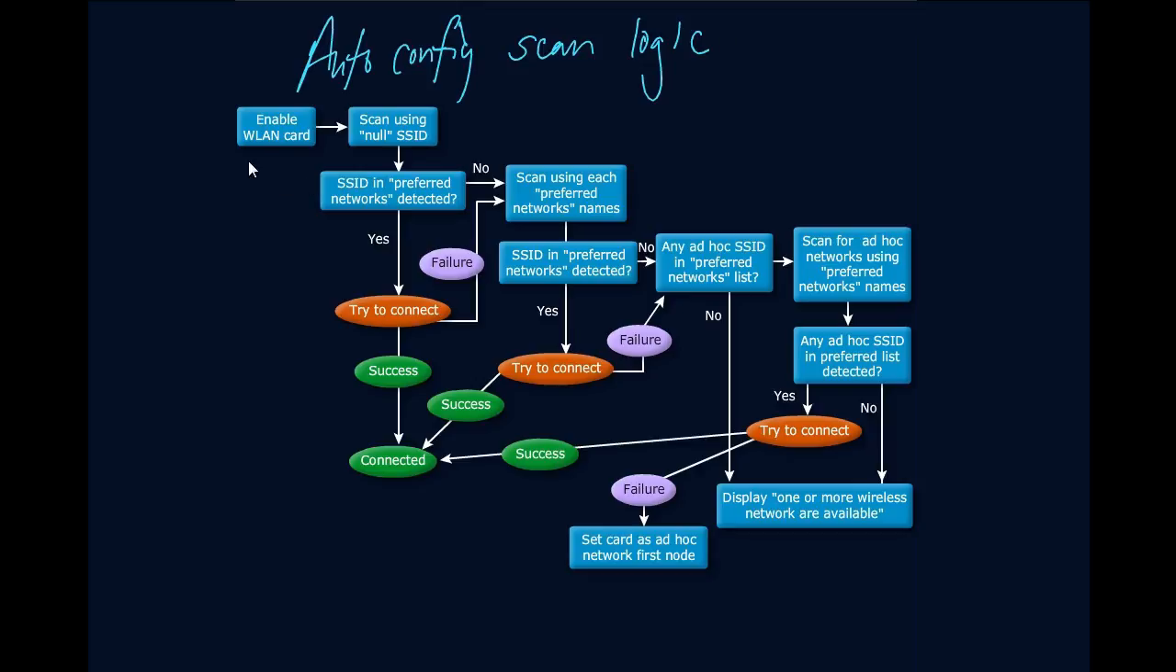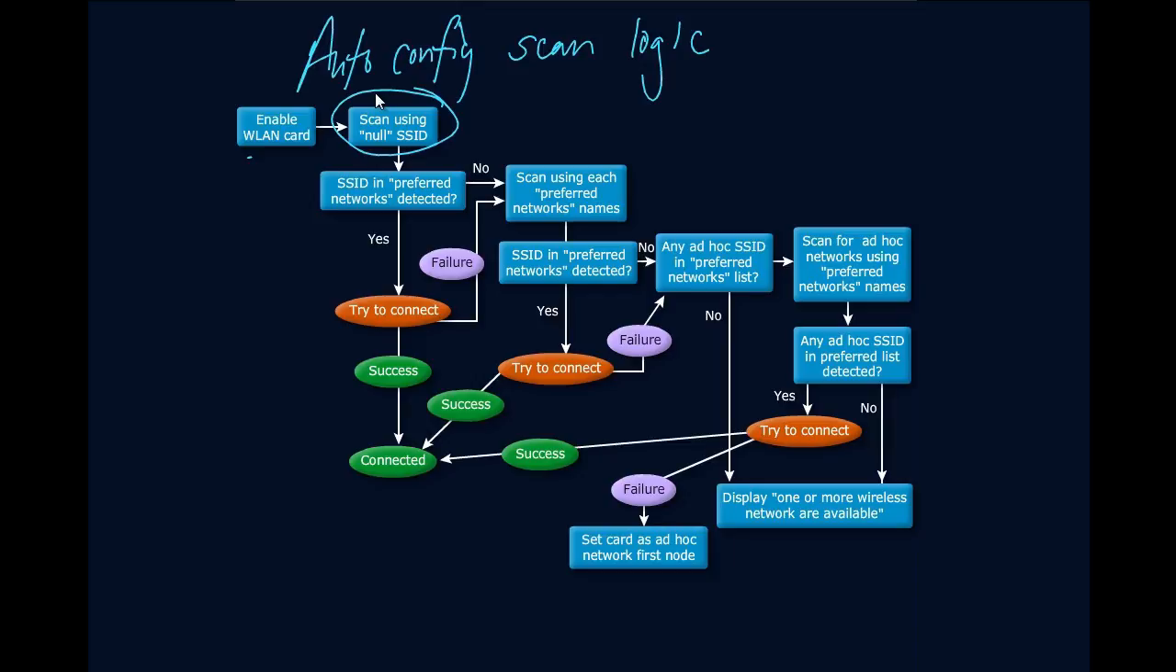First off, we enable the wireless LAN card. Obviously, on your laptop, you have buttons to enable or disable that, depending on the laptop. So first off, you enable the wireless LAN card, or you power on the machine. Once you do that, the wireless card is actually going to scan using null. Now, what does this mean? Well, usually we're scanning for specific SSIDs, right? This process is actually leaving that field blank, saying, I'm contacting AP.